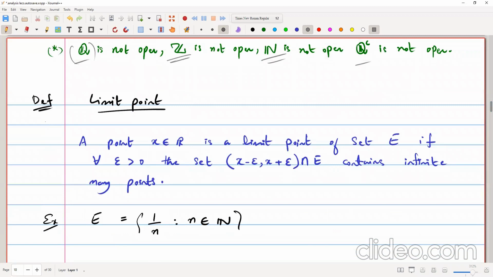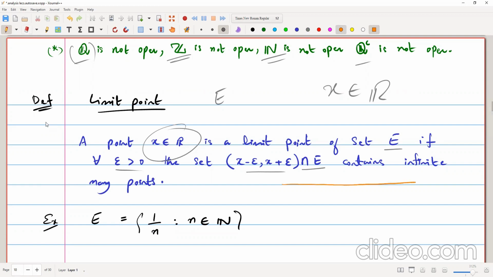Again, now we have the definition for a limit point. A point x belonging to R is a limit point of a set E. Okay, we have some set E, and we take a point x belonging to R. We are taking the set of real numbers. x is a limit point of set E if for all epsilon greater than 0, the intersection of (x minus epsilon, x plus epsilon) with E contains infinitely many points. Okay, so let's try to understand the statement with a figure. Let's say we draw a line here.